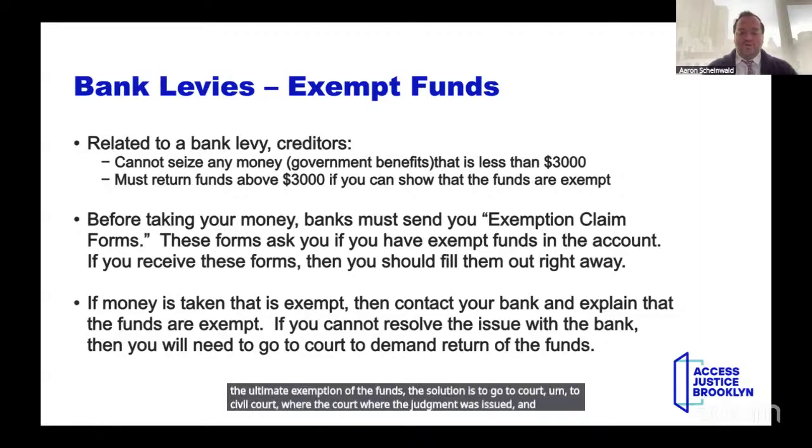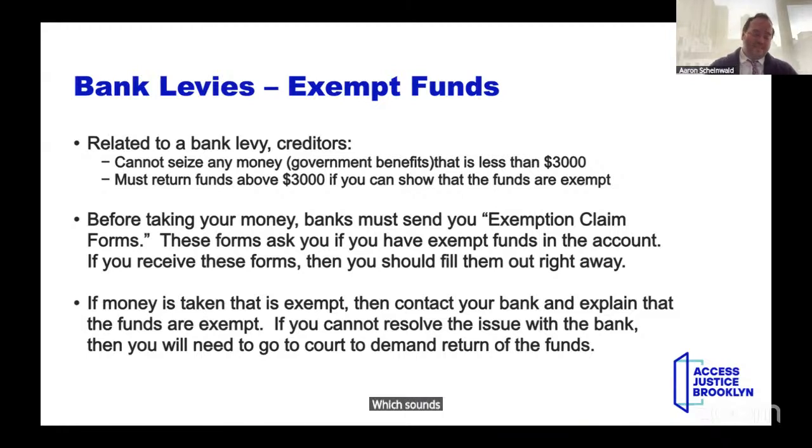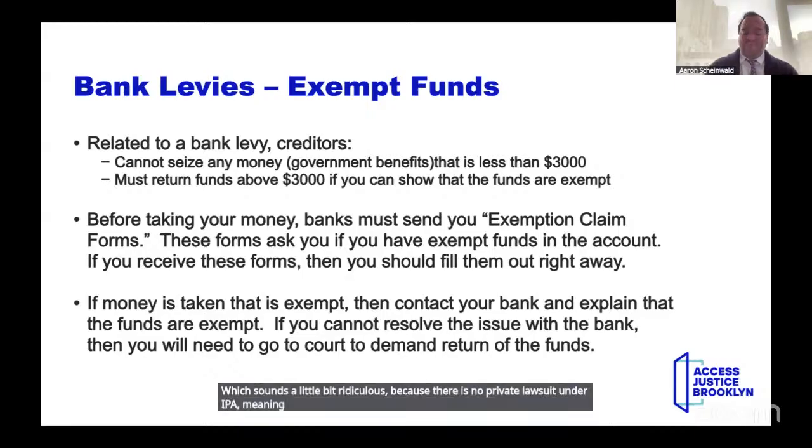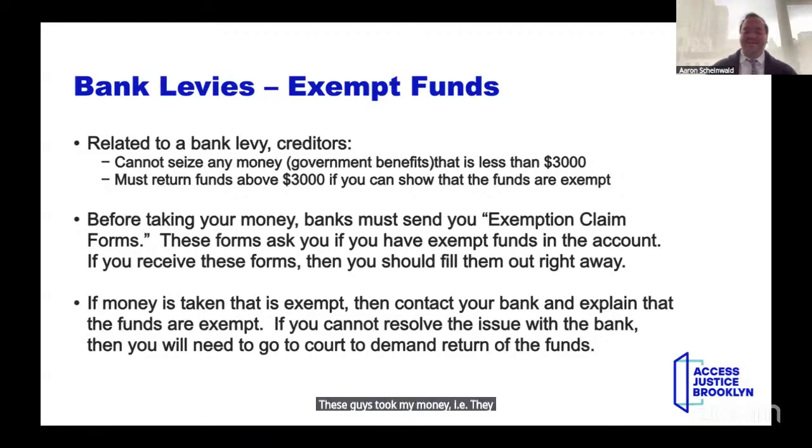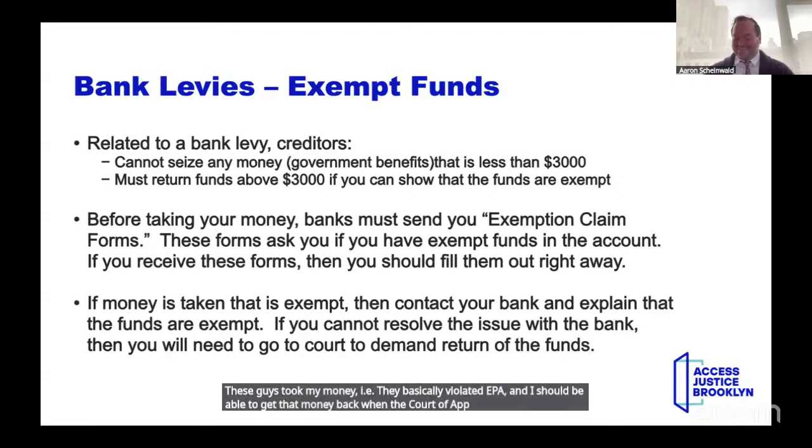and to file an order to show cause to demand return of the funds, which sounds a little bit ridiculous because there is no private lawsuit under EPA, meaning, in other words, if a bank or the creditor has violated EPA, you can't sue them for a violation of EPA. So it's strange that you would have to go to court and say, these guys took my money, i.e., they basically violated EPA, and I should be able to get that money back, when the Court of Appeals for New York has said that there is no private right of action under EPA. But that is what your solution would be.